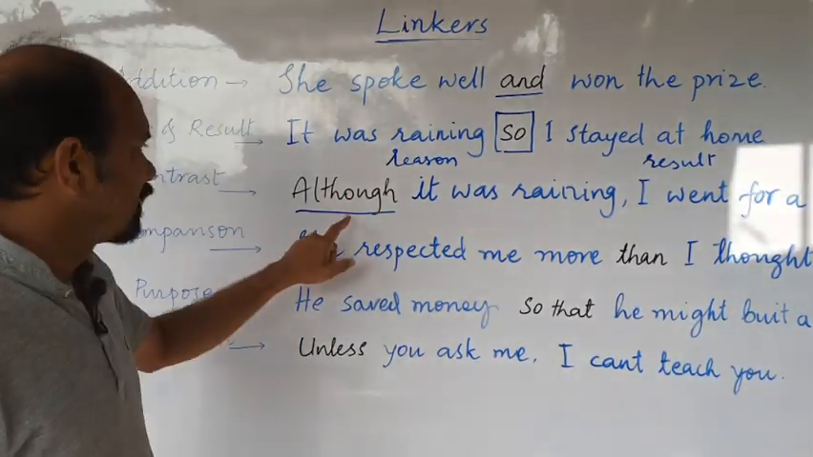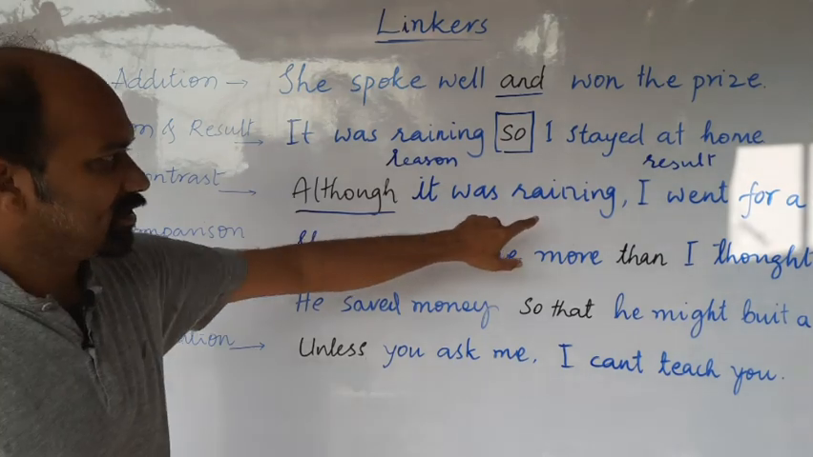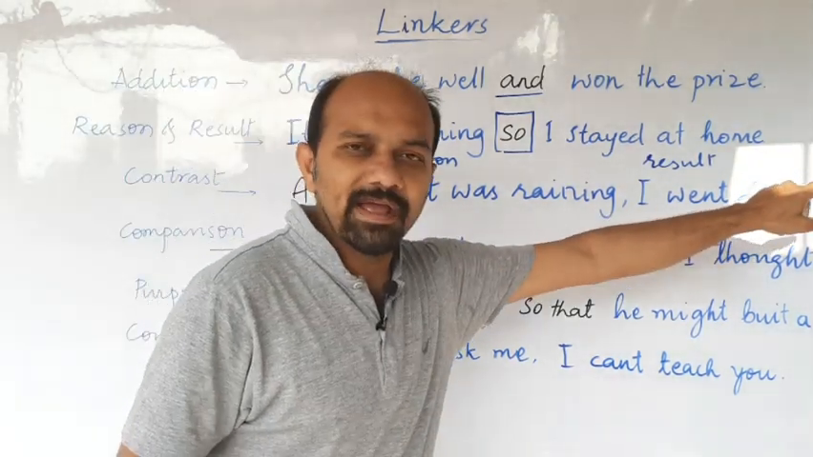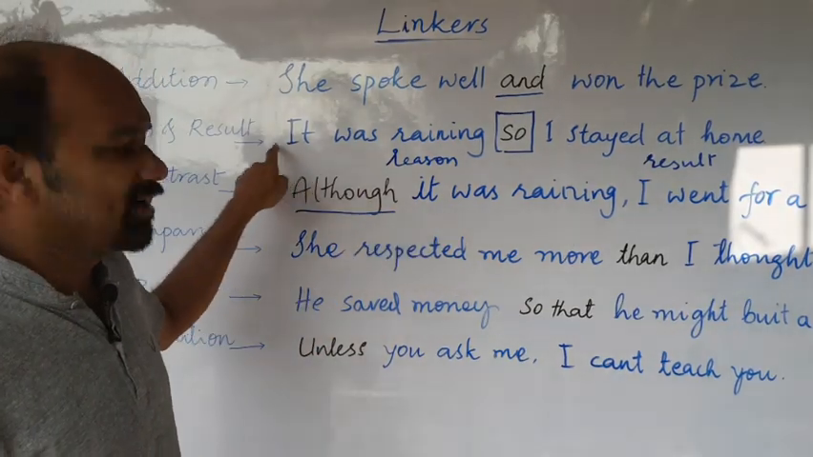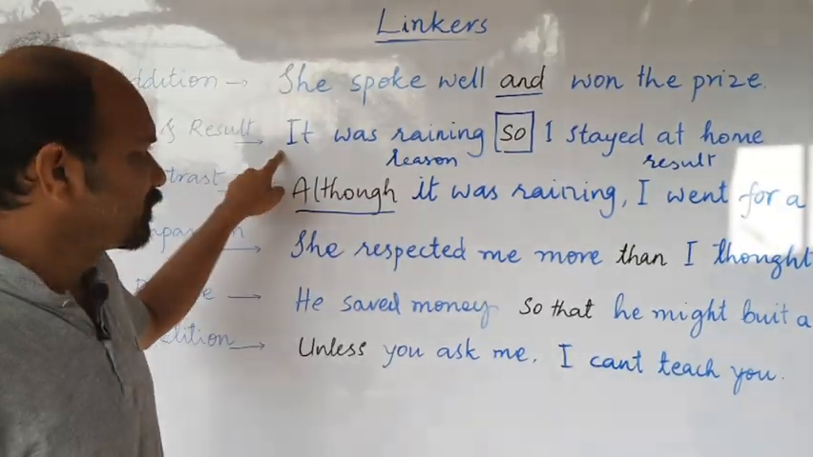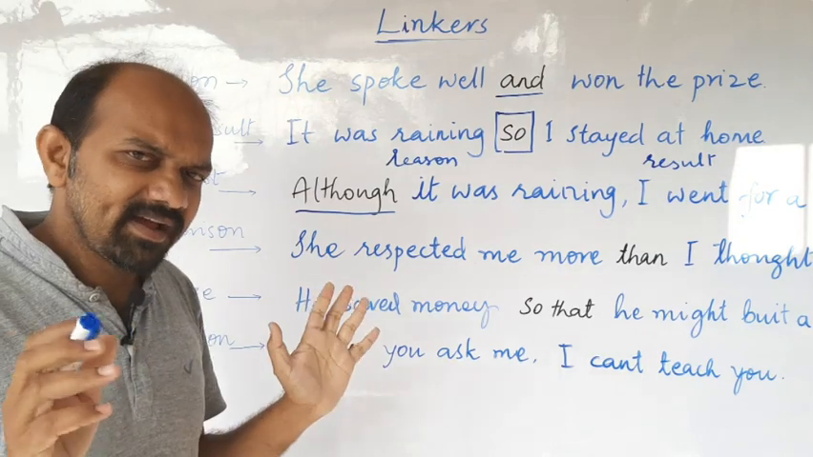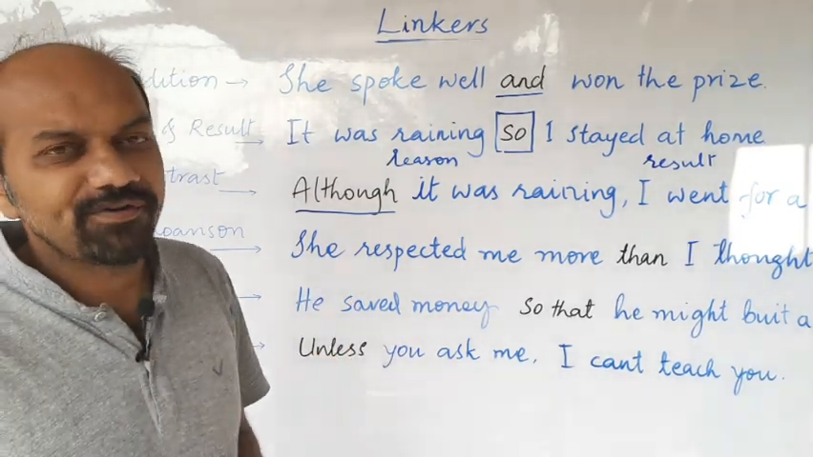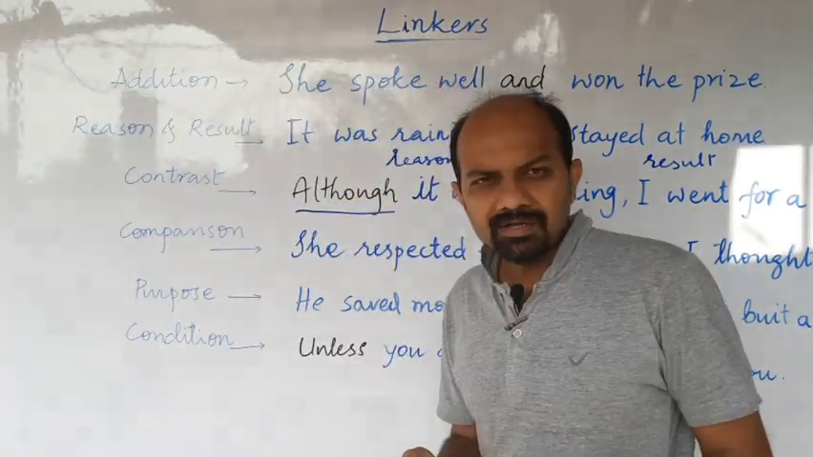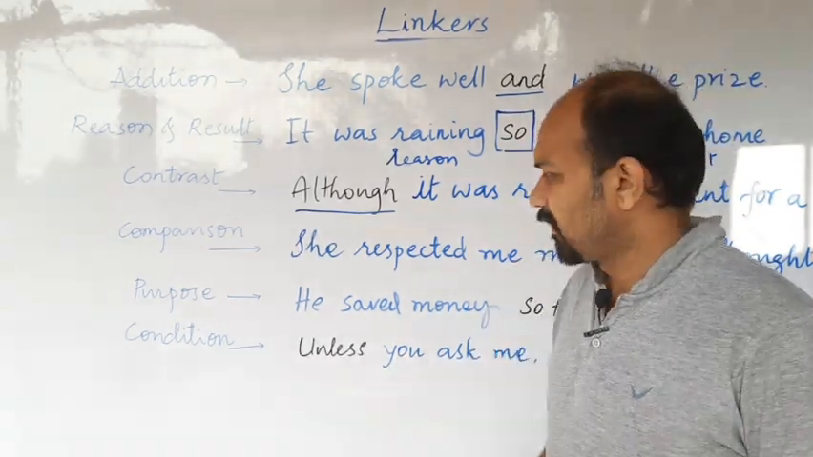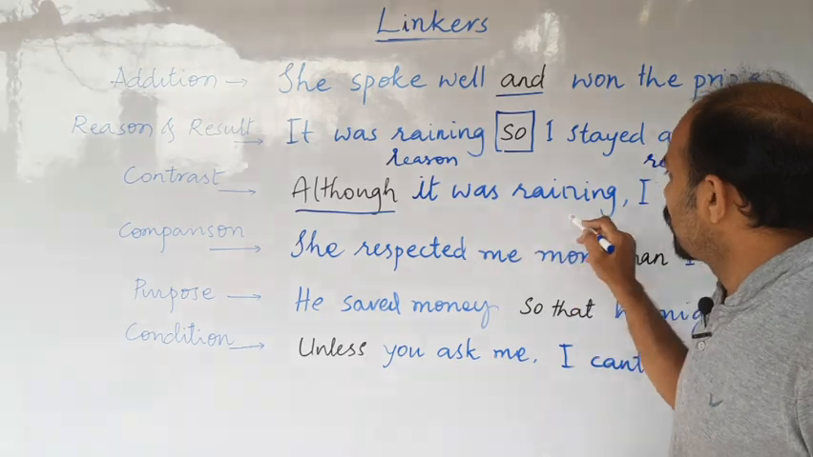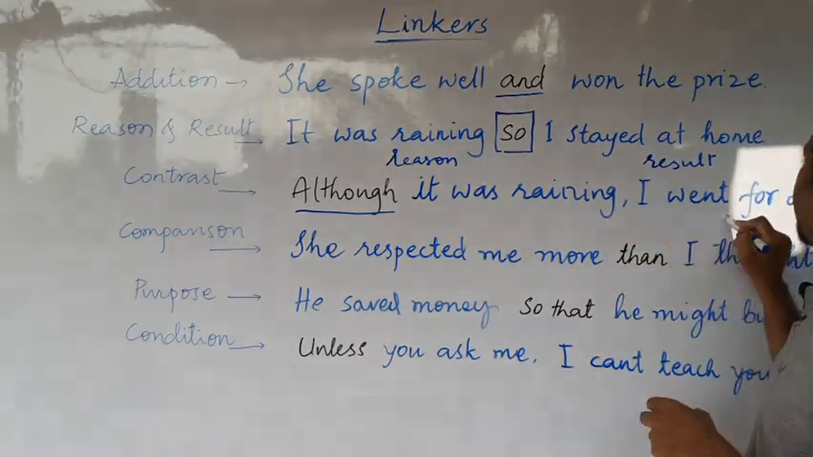Third one, although it was raining, I went for a walk. If you compare this with the second sentence, you will see there is a contrast. Contrast in the sense that generally we don't go for a walk when it is raining. But you can see here, it was raining, and I went for a walk.